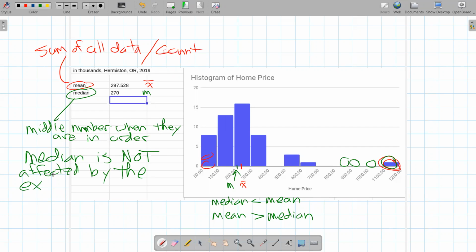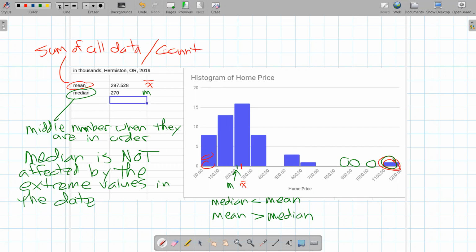Extreme, think about extremities, endpoints, or things near the end. But the mean totally is affected. So this large number here is pulling the mean away from the median. Since it has a right tail, the mean is pulled to the right.